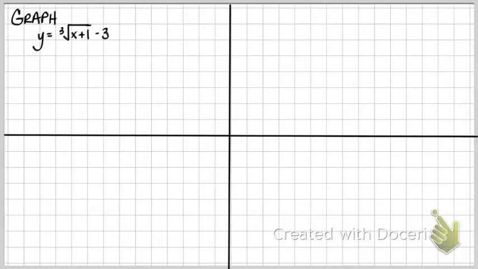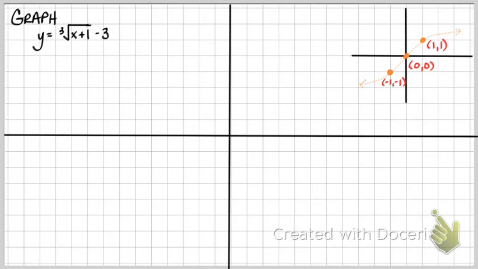Now let's get into actually seeing these things happen. If we're going to graph the cube root of x plus 1, minus 3, again, this all starts with understanding the parent curve. Now our parent curve has a very simple structure to the points that exist in it. They're perfect cubes. Well, the simplest perfect cubes are -1, 0, and 1.